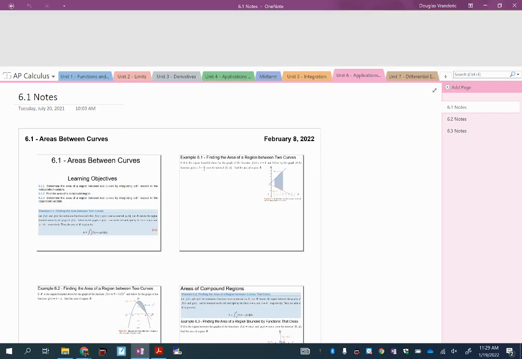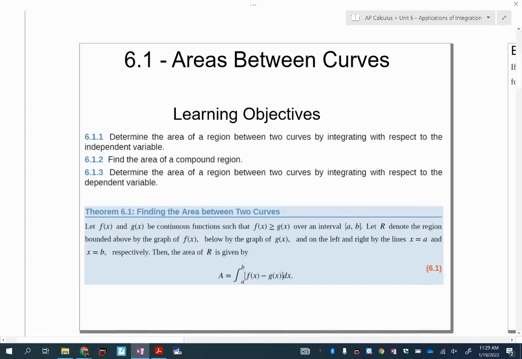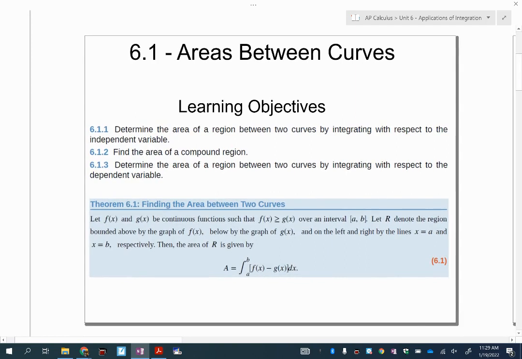This is going to be our first video for our first lesson on the areas between curves. This unit is going to be about applications of integration. We just finished up our unit where we talked about many different ways to find integrals: substitution, area, total area, net change, net total area, all this stuff. This unit is very quick. It's only three lessons, but they're going to be pretty involved.